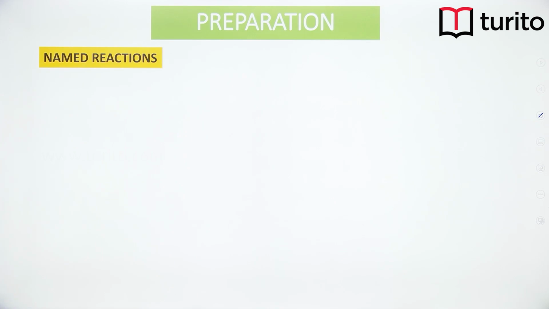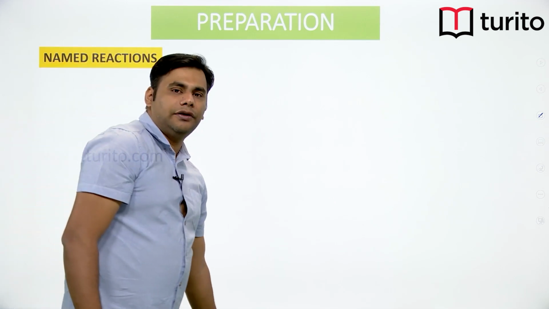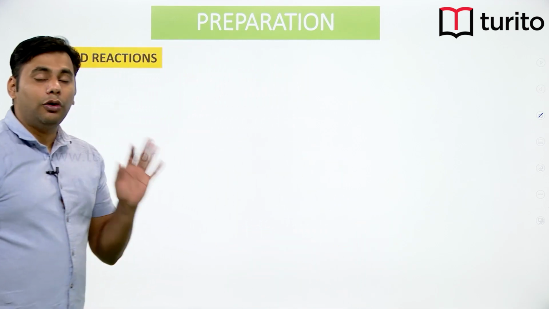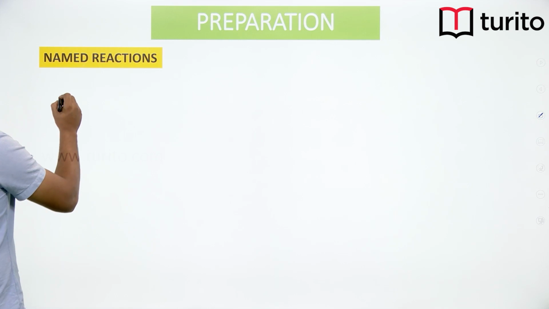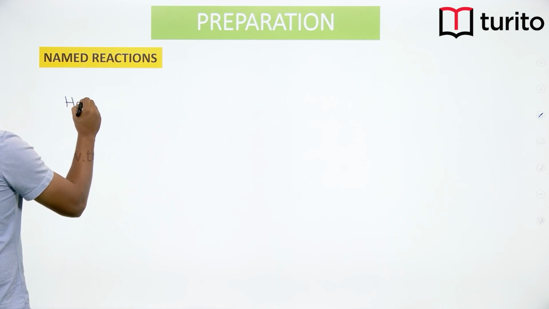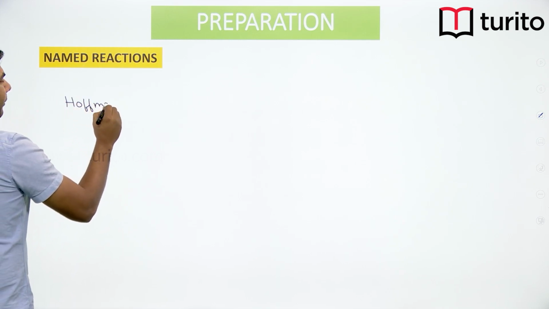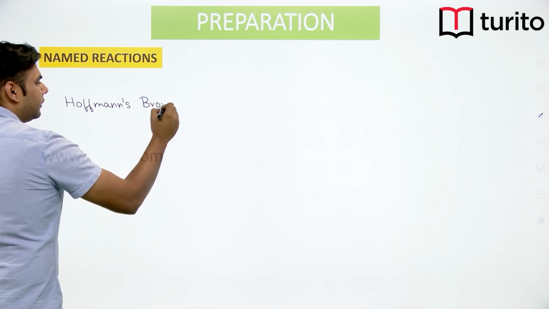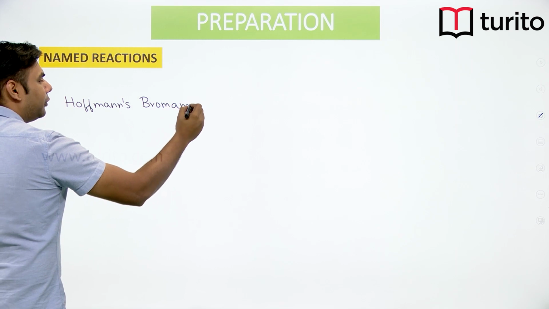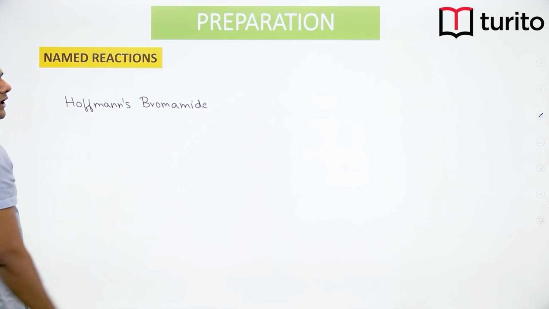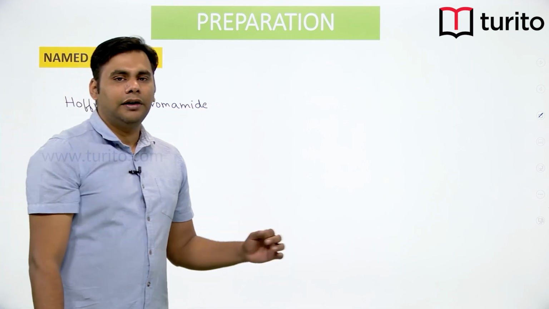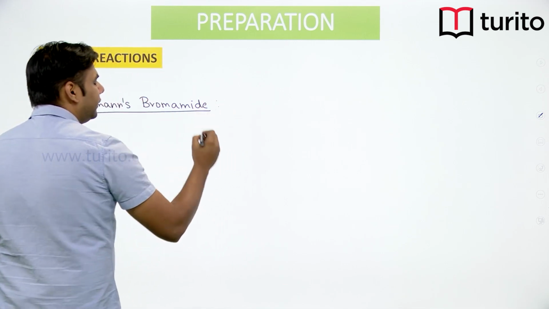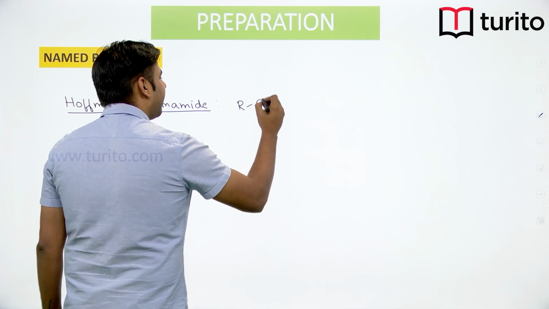So next are a few named reactions. These are named reactions which we have already done in Monday's class, where we discussed 4 very important reactions. The first being the Hofmann bromamide reaction. We have done the detailed mechanism of it, and we have also seen the mechanistic approach of this reaction and the stereochemical changes that can happen in the reaction.